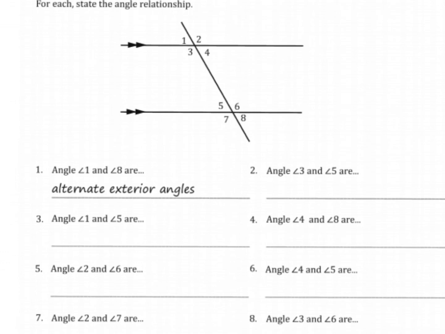Okay, 1 through 10. Let's chat about this. What did you get for, well, first of all, 1 and 8, right? Here's 1, here's 8. Those are alternate exteriors. They filled that one in for you. What are 3 and 5? Same side interior angles. Number 3, angle 1 and angle 5. What are those? Corresponding angles.